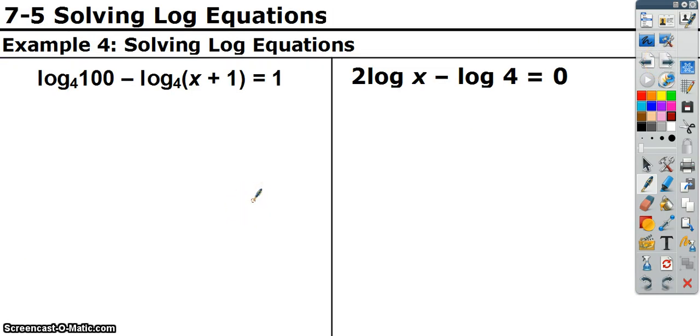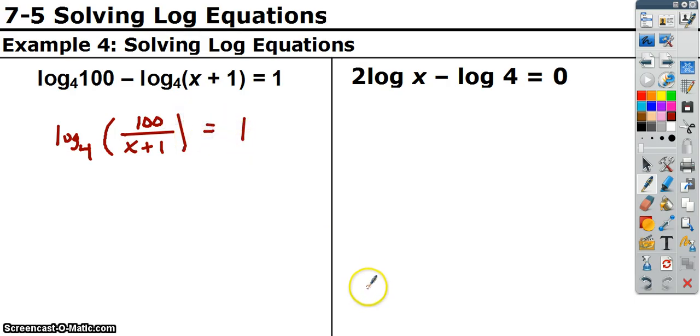All right, let's try a couple of these with a minus sign in there. Remember our property for the ones with the minus sign is you divide the arguments. So this is going to be log base 4 of 100 divided by x plus 1 equals 1. Now that we've combined them, we are allowed to get rid of the log. Notice how I'm not allowed to just go through at the beginning and cancel the 4s like that. I see that mistake happen all the time when people are first learning how to solve these problems, so don't let that be you.